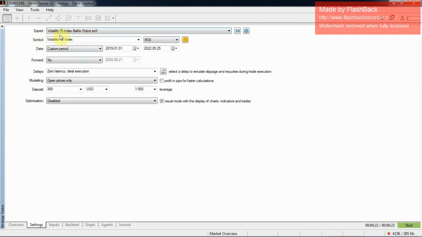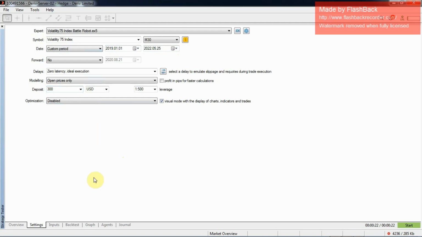The symbol in this backtest will be VOT 75 index, and we'll be trading it on the 30 minutes chart. We'll be backtesting it on the 30 minutes chart from 2019 till date. I did another video where I backtested it from 2016. That backtest should be there on my YouTube, but for the purpose of this backtest, we'll just do it from 2019 till date. The initial deposit will be $300.